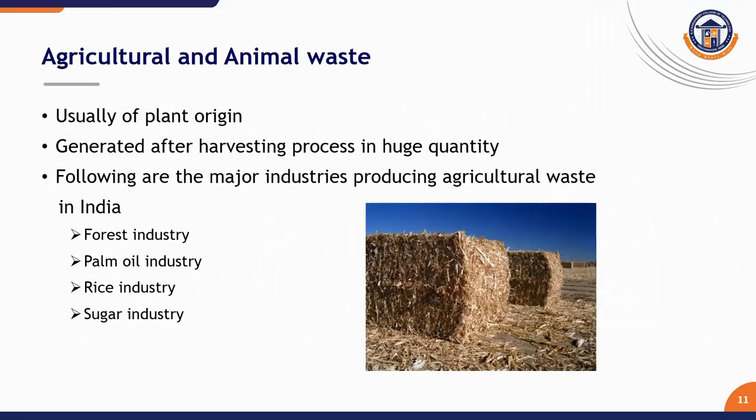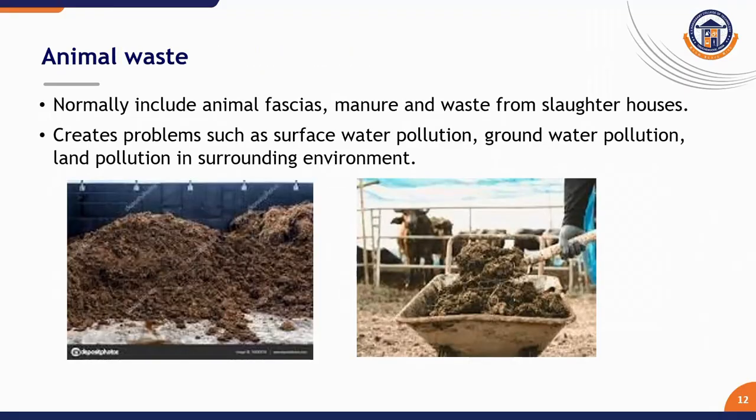The picture clearly shows agricultural and animal waste. Following are the major industries producing agricultural waste in India: forest industry, palm oil industry, rice industry and sugar industry. Animal waste normally includes animal feces, manure and waste from slaughterhouses. It creates problems such as surface water pollution, groundwater pollution, and land pollution in the surrounding environment. The picture clearly shows the animal waste.